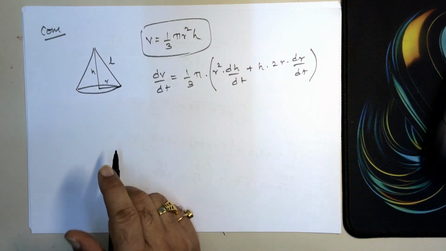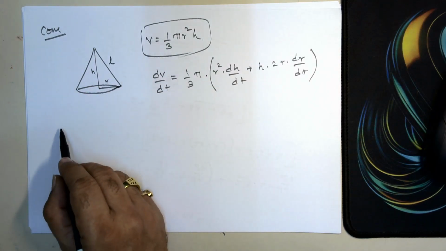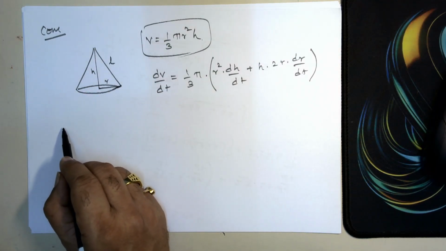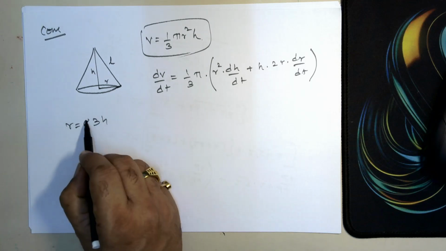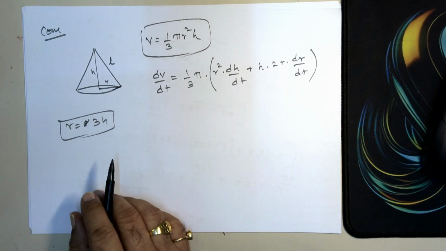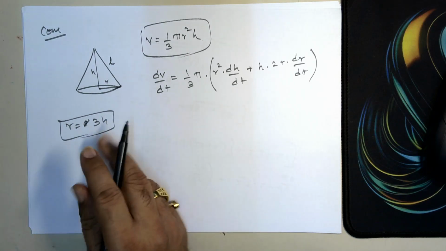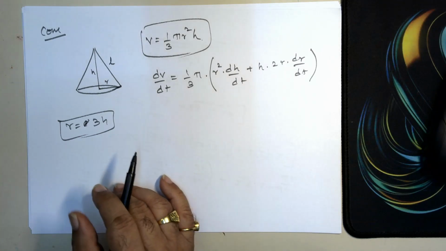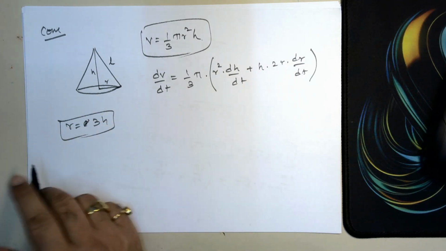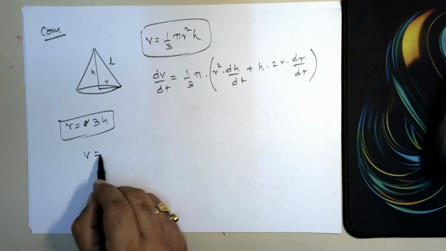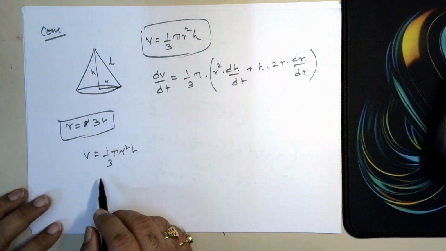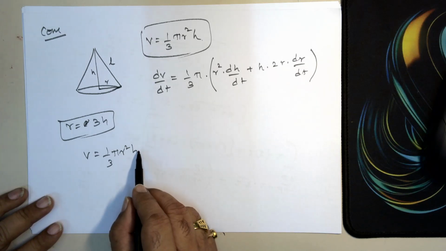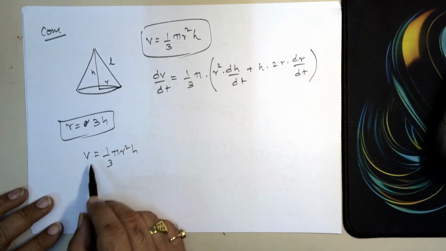So let me give, for instance, a variable cone, in which r is 3 times h. So that is the value given here. In that case, we can relate this r and h. So V is equal to 1 by 3 pi r squared h, right? So we can bring it as an r term or an h term, okay?